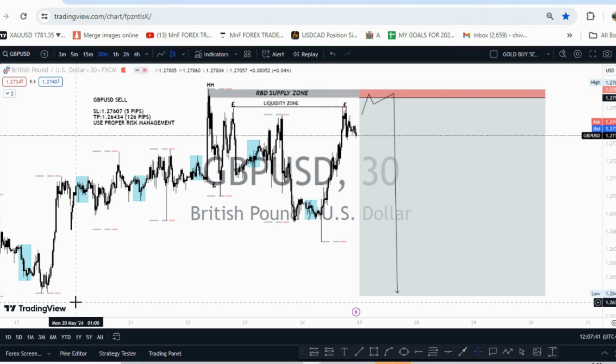I'm here with a trade forecast on GBPUSD, a 1 to 23 risk reward ratio, stop loss of 5 pips, and a target of 126. Let me show you what happened and what made me look at this particular trade and everything else.